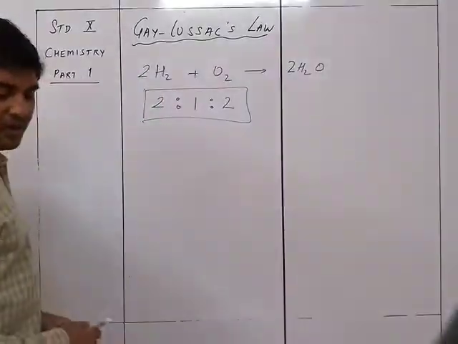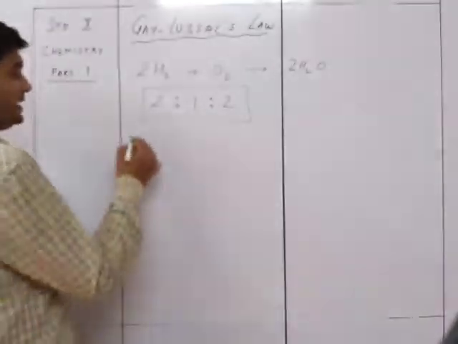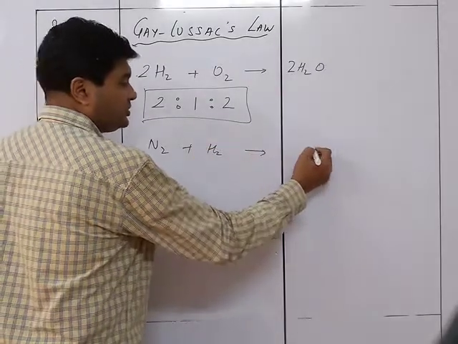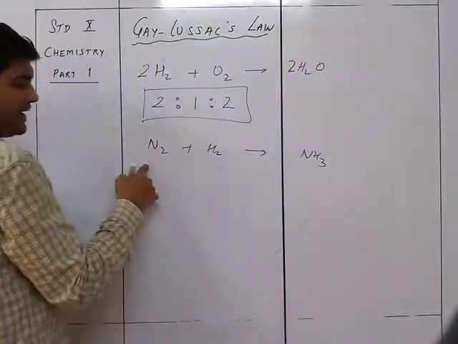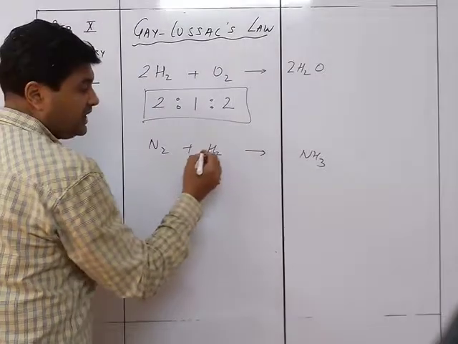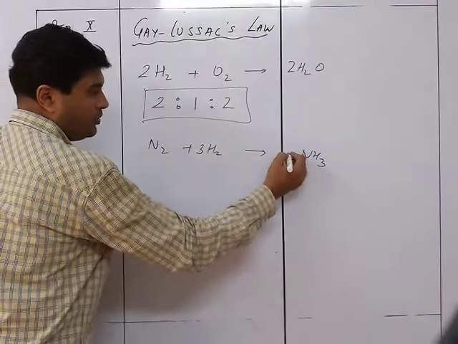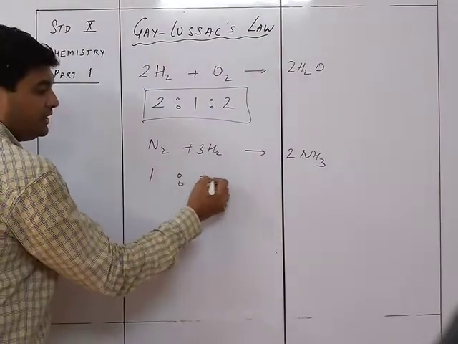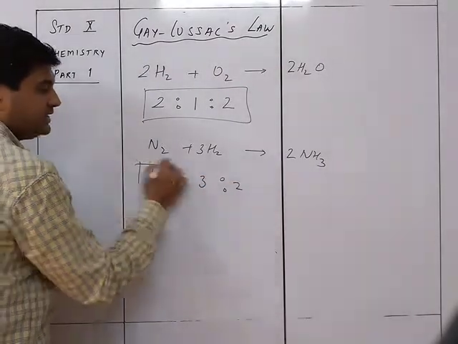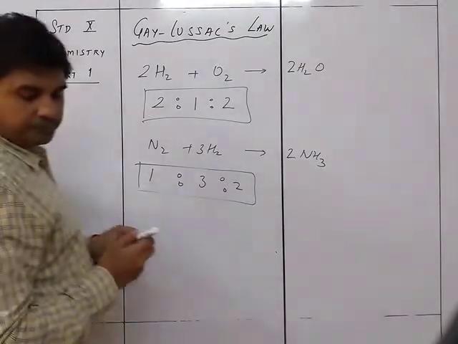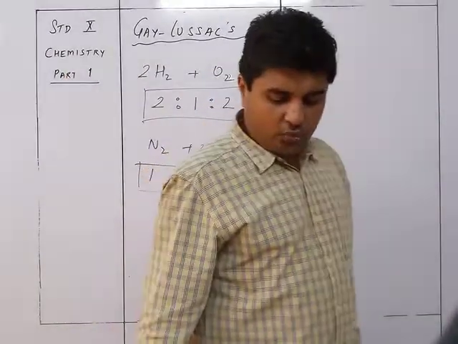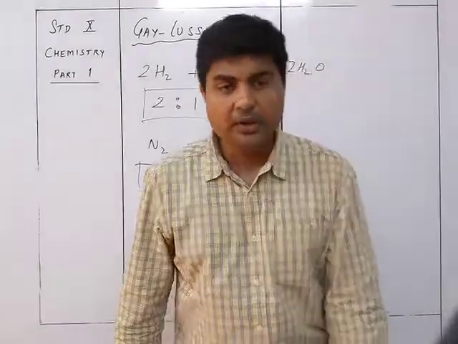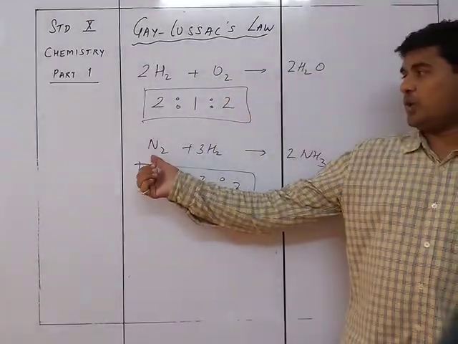Same thing, we can have another example where we take nitrogen N2 plus H2 giving NH3. You can see the reaction will be N2 plus 3H2 to give 2NH3. So again the ratio will be 1:3:2. So this is Gay-Lussac's law. One volume means any particular volume at a given pressure and temperature. So one volume here, it's possible that I take this as one volume.